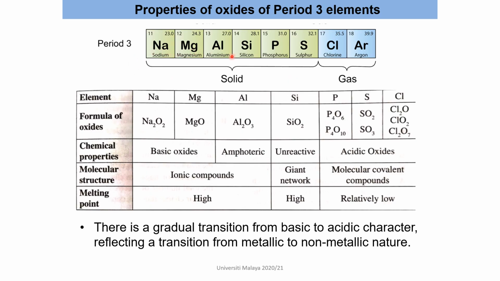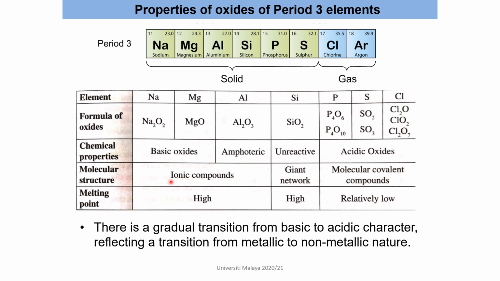These are the elements in period 3, and this is the formula of the oxides that each element forms when it reacts with oxygen. Metals, sodium and magnesium, form basic oxides, whereas the non-metals form acidic oxides. The metals here and metalloids somehow form amphoteric oxides, and silicon is unreactive.